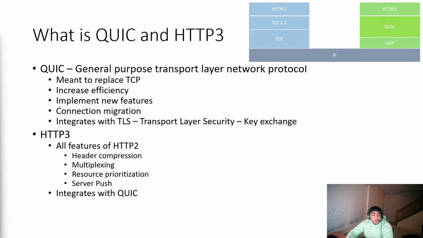And QUIC also corresponds with HTTP/3, which already had header compression, but now has updated it to something called QPACK. There's multiplexing, which enables multiple network requests over a single connection. There's resource prioritization, which allows essential resources to be loaded first. And server push, which lets the server send data to the client before it even requests it. We will go more into the details of how this all works and why it's so awesome.